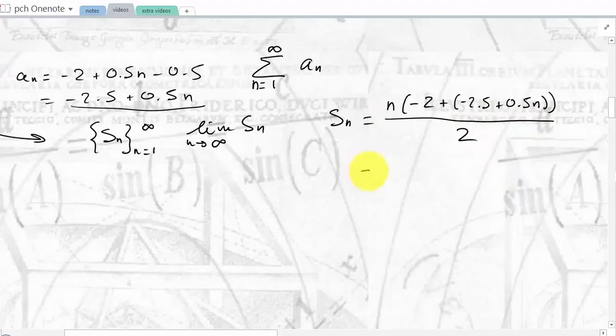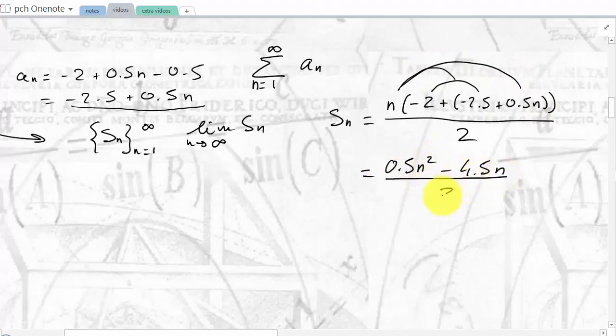That's Sn. If you look at that, negative 2.5 and negative 2 is negative 4.5. Negative 4.5 times n is negative 4.5 n. And right here, I'm going to put 0.5 n times n, which is 0.5 n squared, over 2. Now we're looking at the limit of Sn as n approaches infinity.